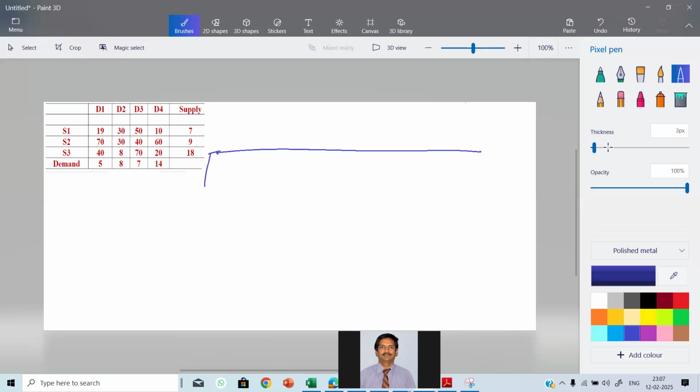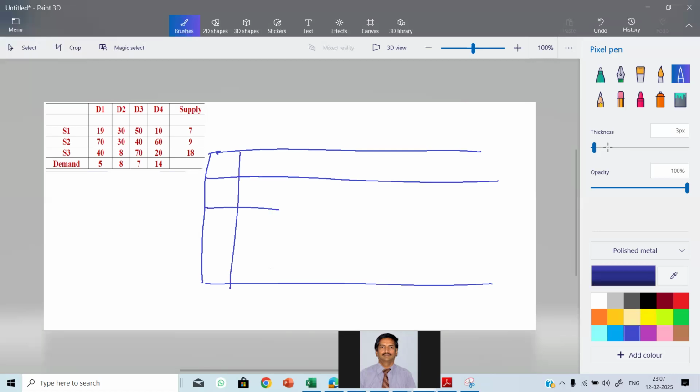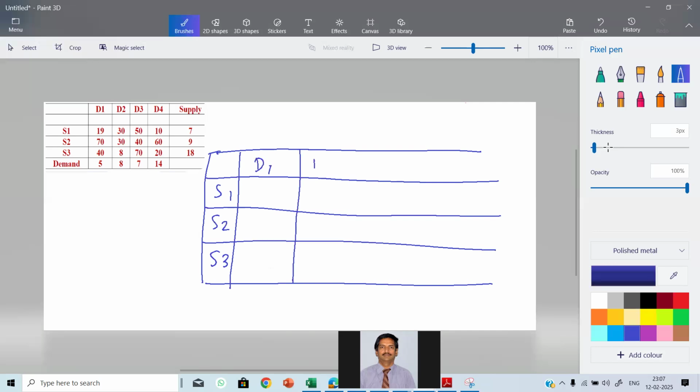Now I'm drawing this table once again. Look here. The first row, first column will be for S1. This will be for S2. This will be for S3. This is D1. I'm taking a bigger table so that the values fit. D4, and the last column is supply, right?